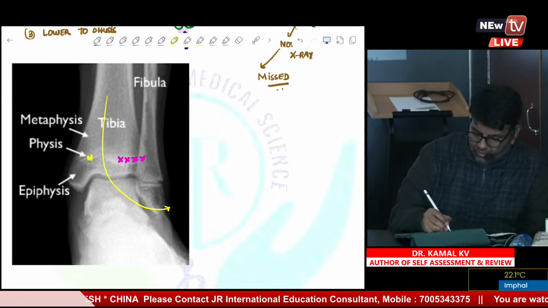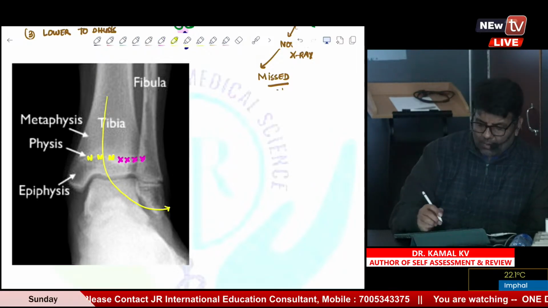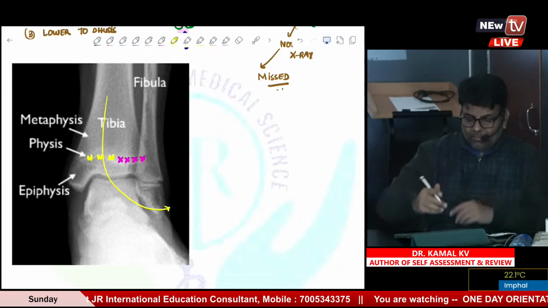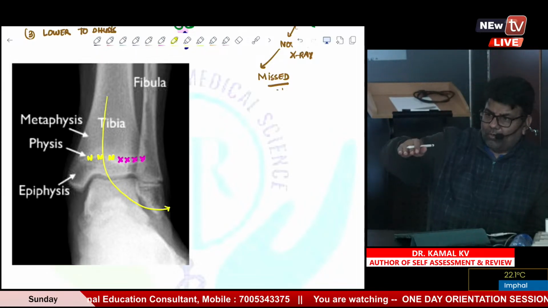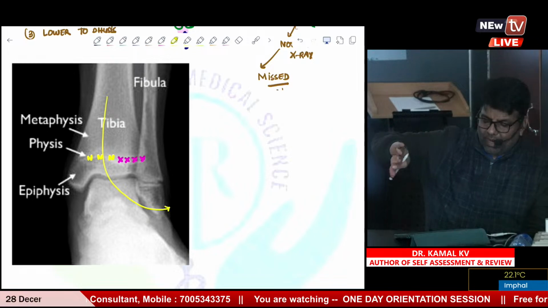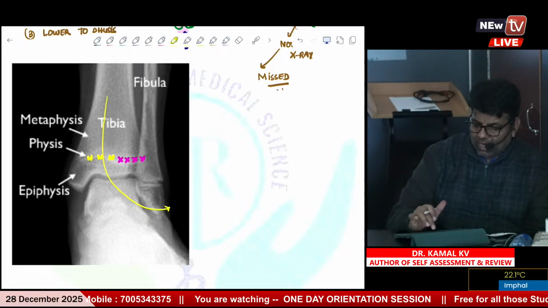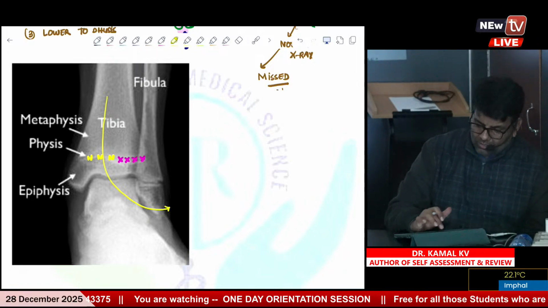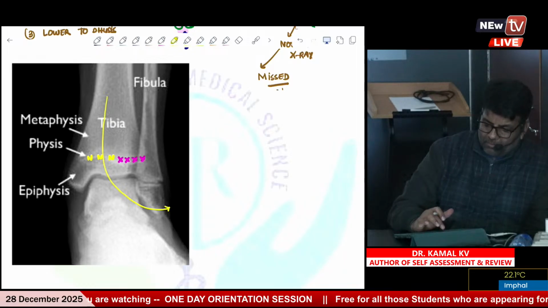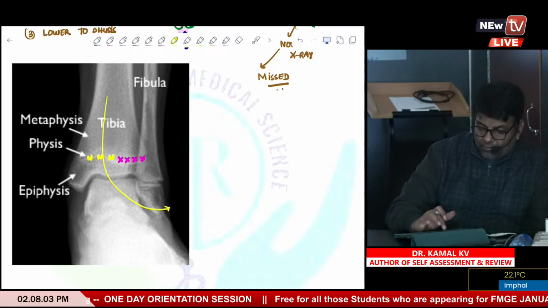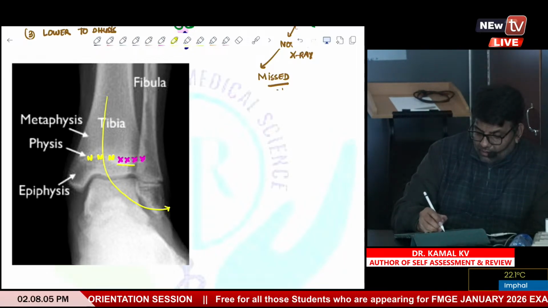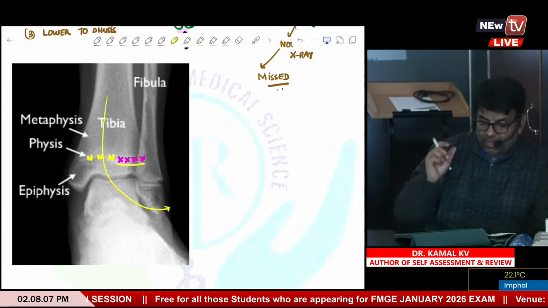So this is normal. So what will happen? The normal side will keep on growing and the foot will keep on becoming bent and bent. So this will lead to calcaneal valgus deformity. So the answer will be compression of only the lateral half of the tibia.